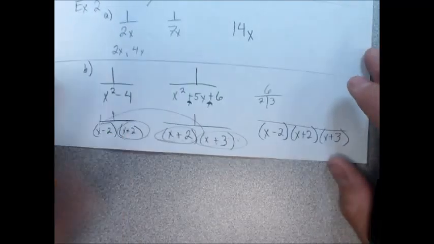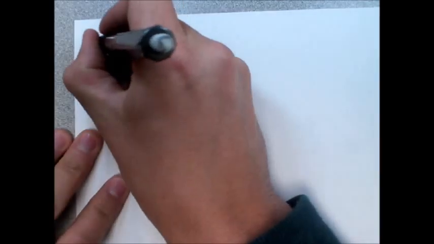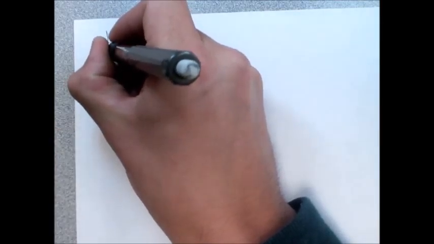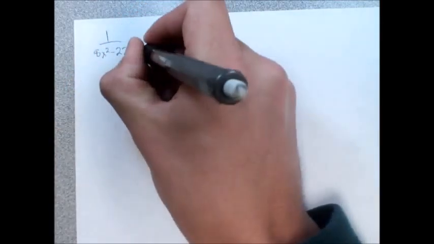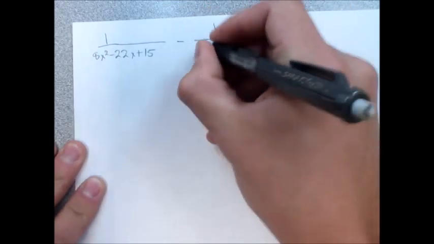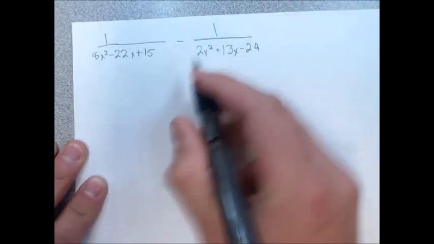Okay? So I think we should do another example of that one to get it extra clear. Give yourself a second to get caught up there. I'm pulling this one from the lesson practice on page 269H. It gives us two expressions. One is 8x squared minus 22x plus 15. I'm going to have to factor that, and it was being subtracted from 1 over 2x squared plus 13x minus 24. And then I'm going to have to factor that one as well.